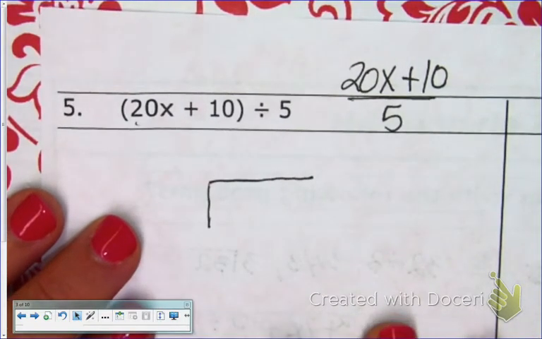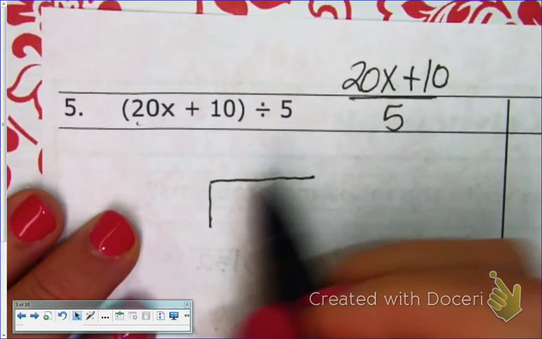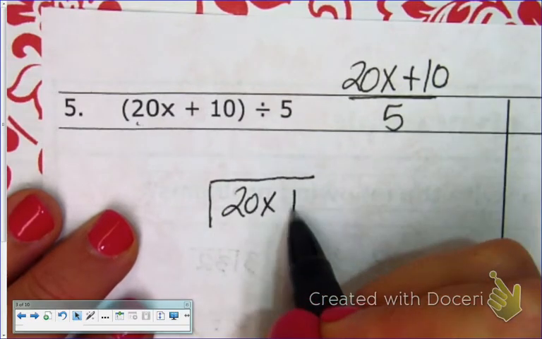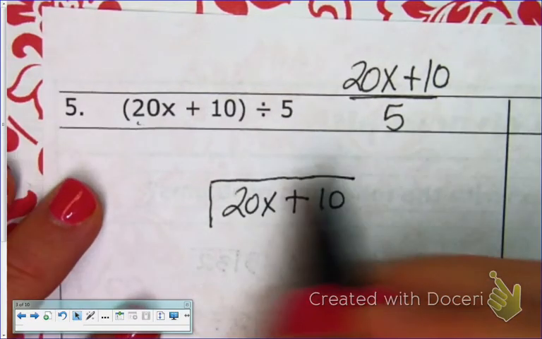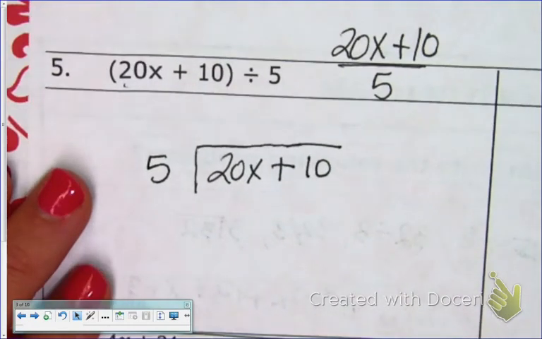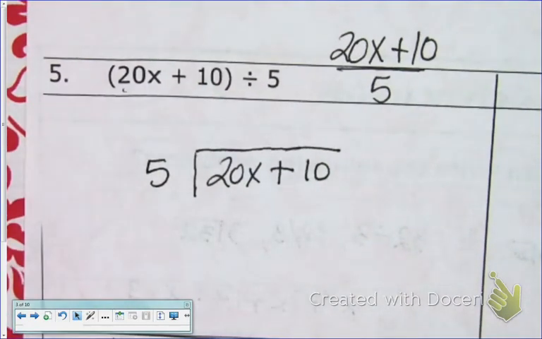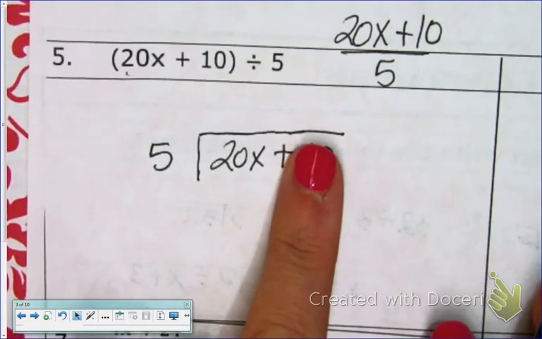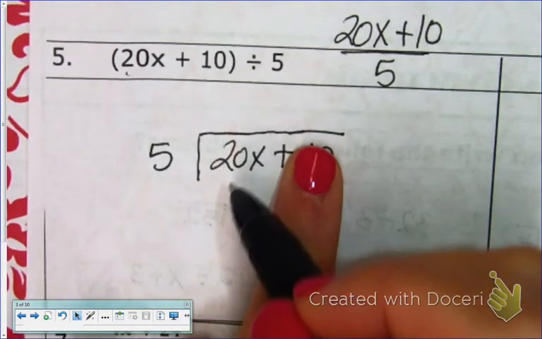So, we take this guy, we put it here, plus 10, and then we put our 5 over here. Okay, does that make sense the way I set it up? Yeah? Okay. So, let's ask ourselves. Let's look at the first term. 5 times what will give me 20x?